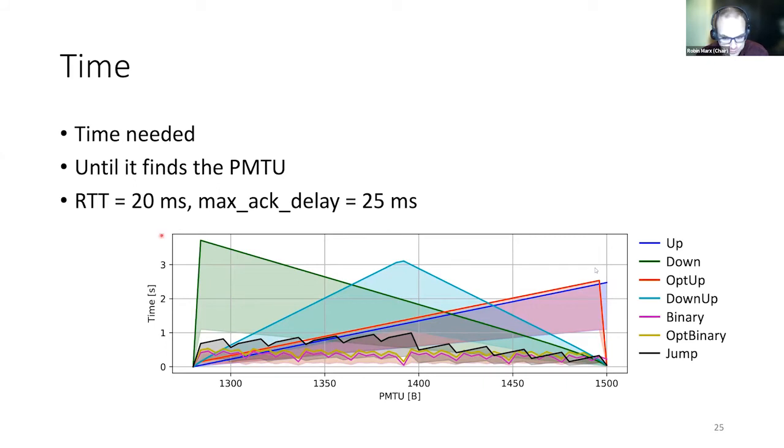We assume an RTT of 20 milliseconds and a max ack delay of 25 milliseconds. And what we see by the result is that the linear algorithms are good in their specific cases, and that the binary algorithms have an overall small or short time.